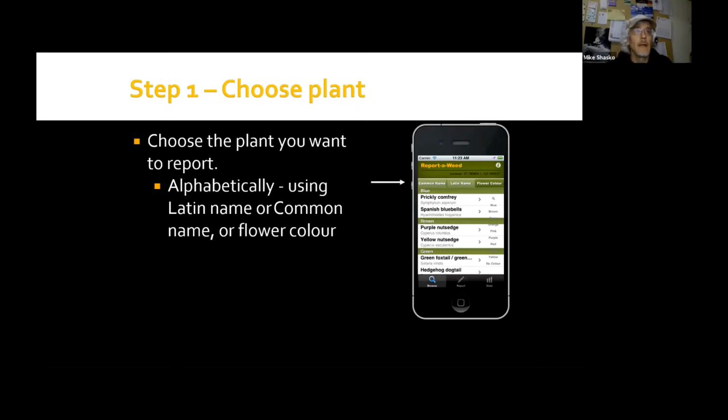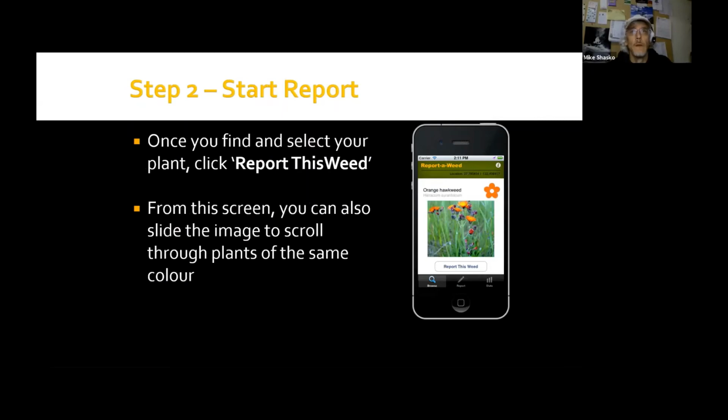So how does it actually work? Well, quite simply, you first of all identify where your plant is, or what plant it is that you're reporting. You can do that either through a common name, the Latin name, or the flower color. And you can scroll through the list and look at the pictures and ultimately identify what you believe you're looking at. Next. Once you've identified what you think you're looking at, you can report that particular plant and begin the process of creating a report. Next.